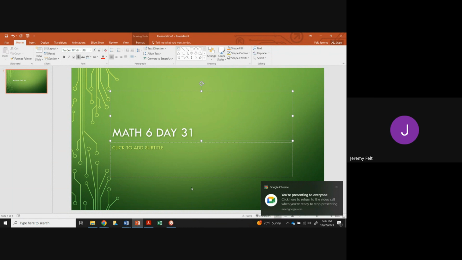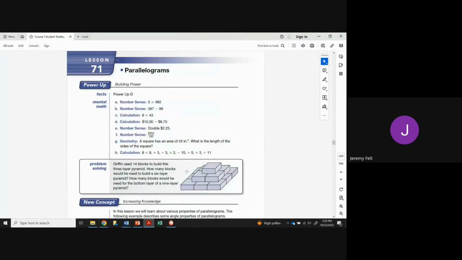Right, today is day 31, you guys. We're looking at lessons 71 and 72. In the home stretch of the semester, we have to get through lesson 80 and look over that, and that'll be the end of the first semester. So it feels like we've gone through a lot, because we have. You guys have done a great job. So let's finish out the year strong.